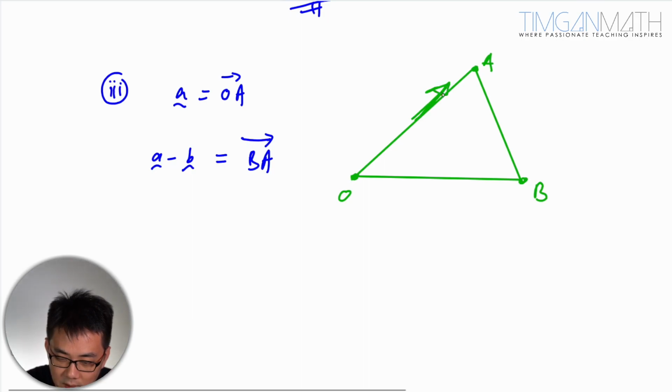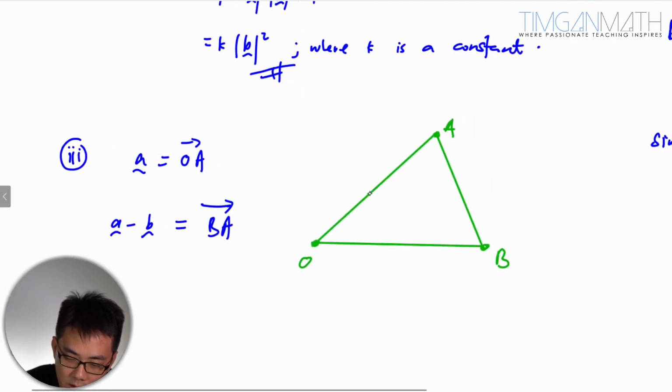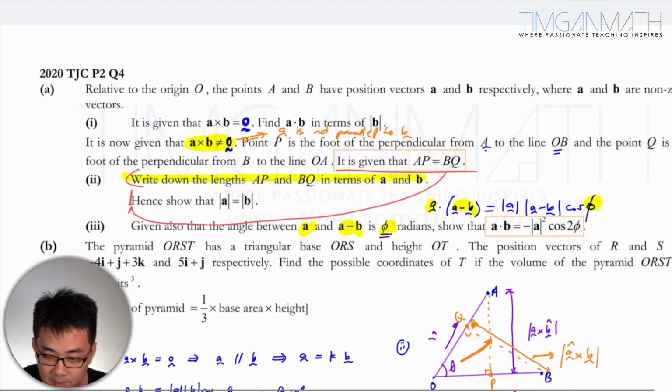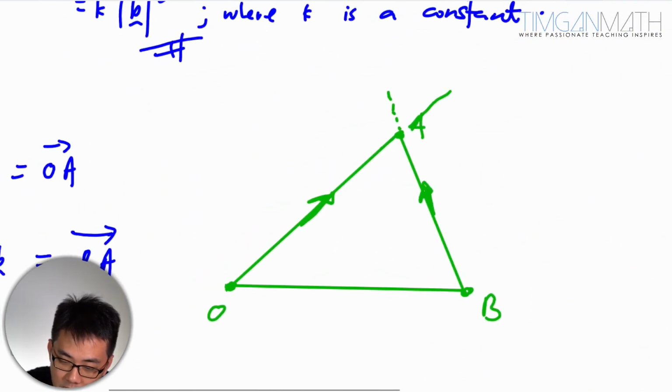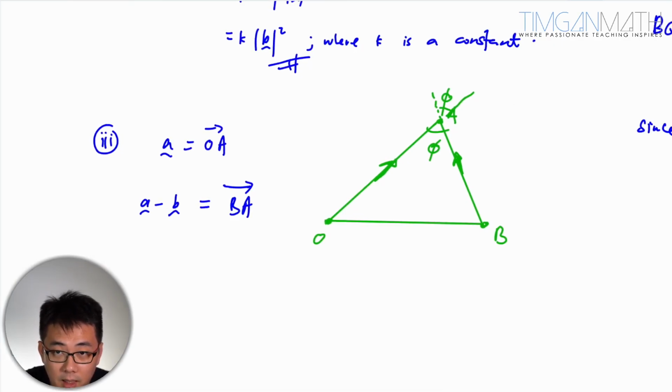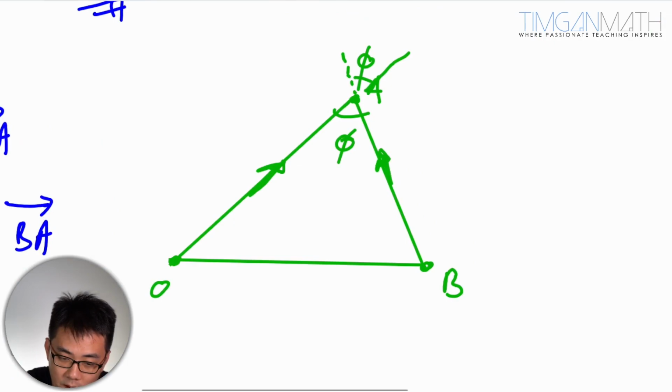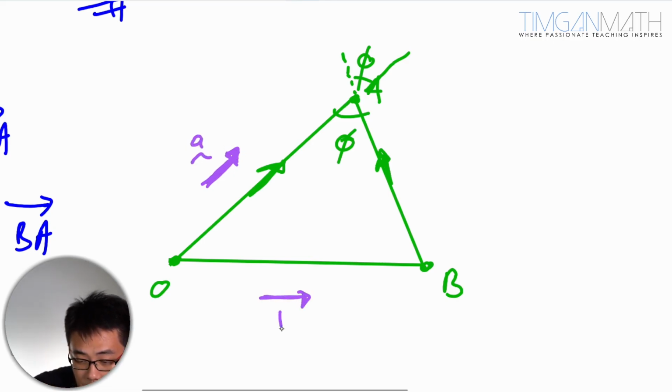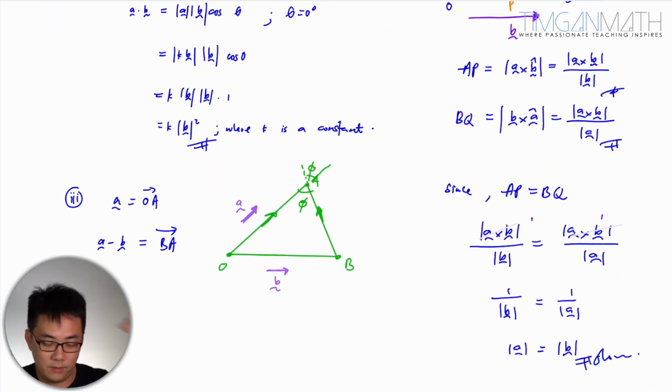If I use the angle between OA and BA, this is OA. This is BA here. The angle between them is phi. So this is phi. If this is phi, this is phi also. BA is this direction, this is OA. Then A to B. Okay, so this is A. Then this is B. Alright? Okay, great. So what to do next?